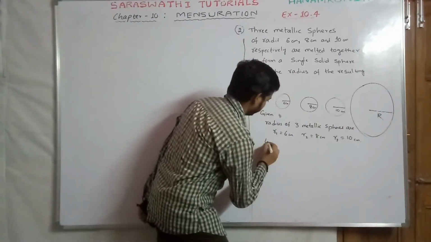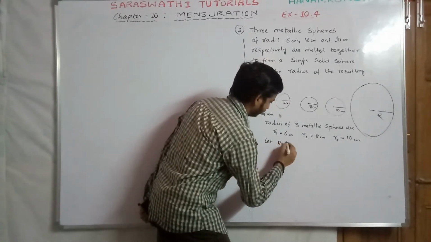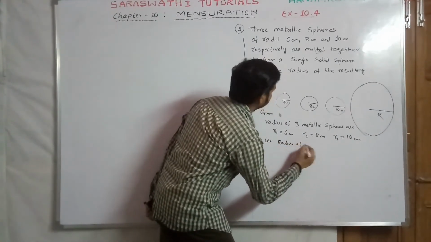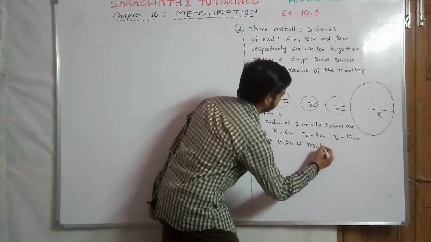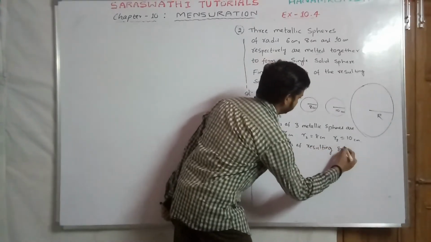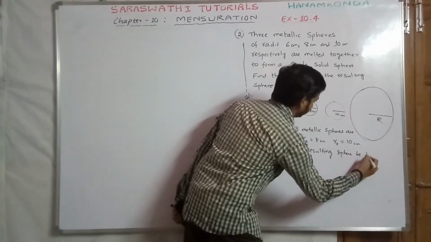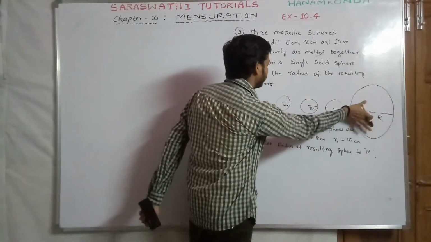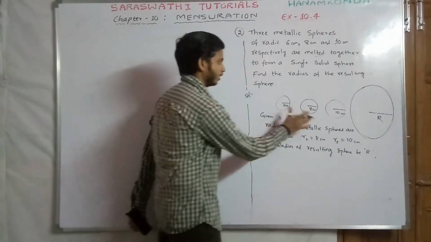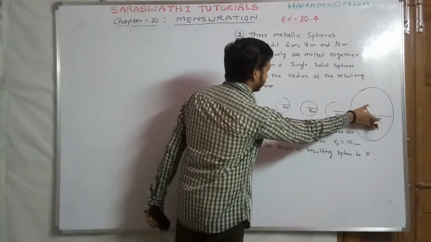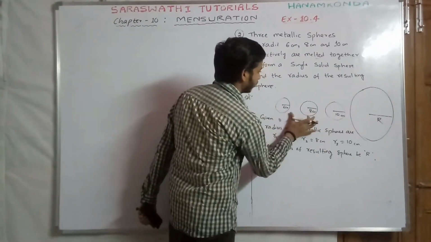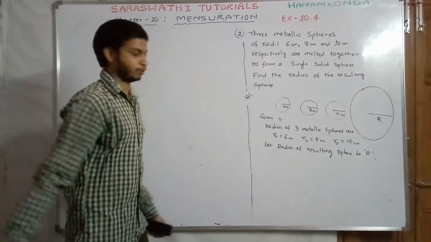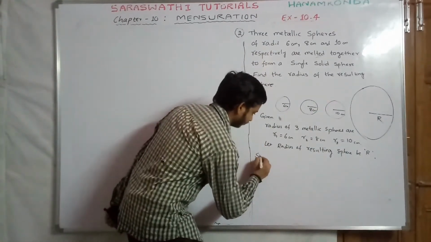Let the radius of the resulting sphere be capital R. Okay, so since the 3 metallic spheres are melted and formed into a single solid metallic sphere, the volume of this solid metallic sphere is equal to the sum of the volumes of the 3 spheres.